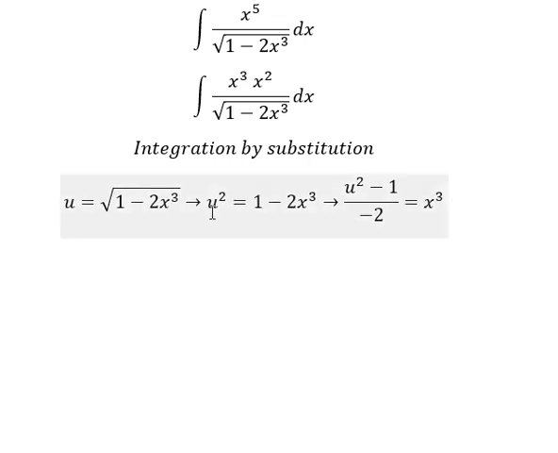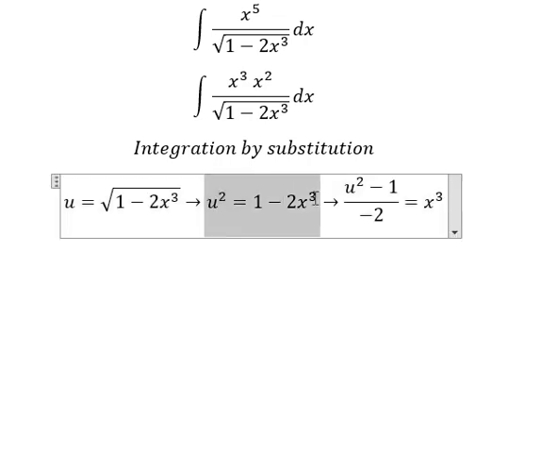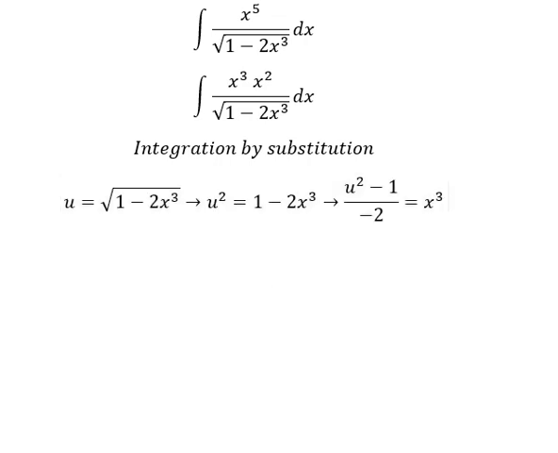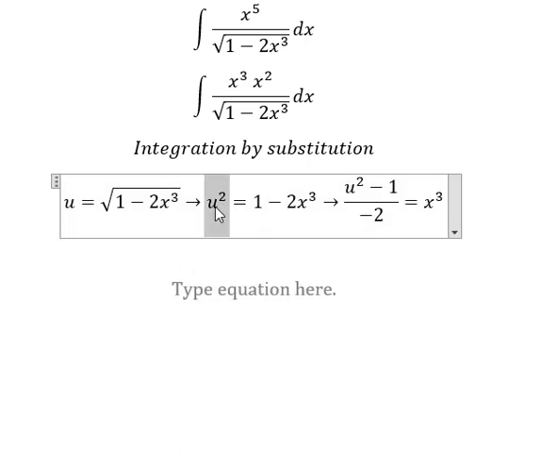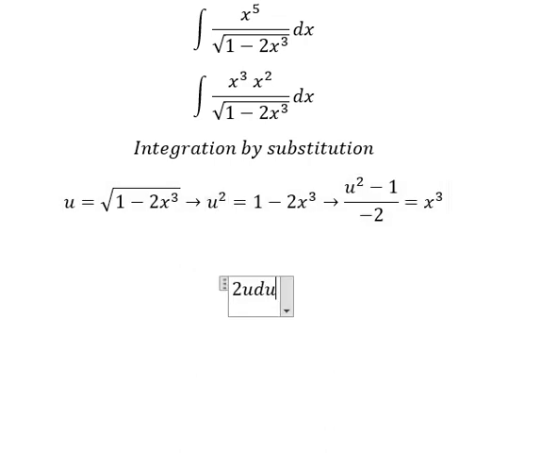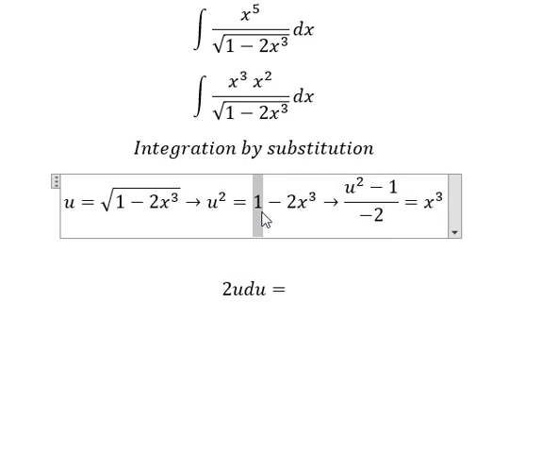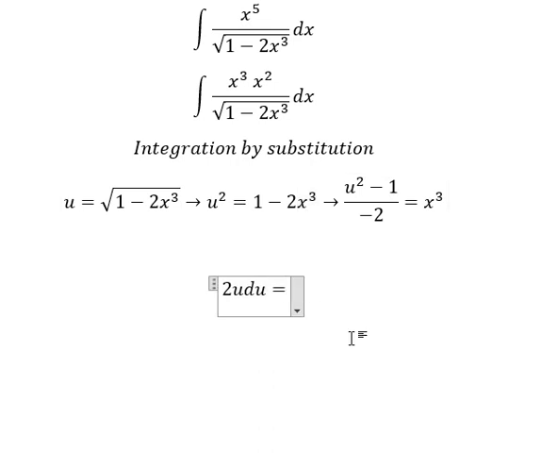Next, we need to first take the derivative of both sides. So for this one we have 2u. This one is a constant, so you get 0. This one we have 3x squared.